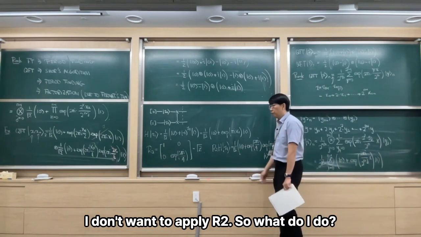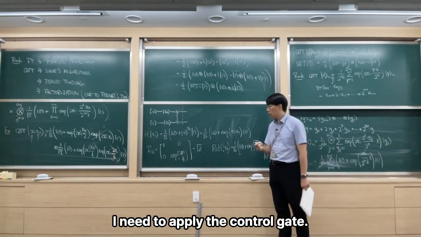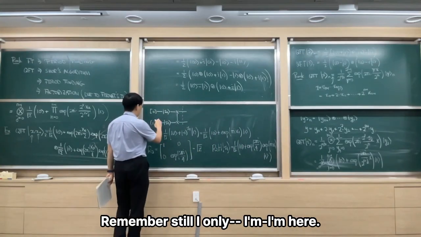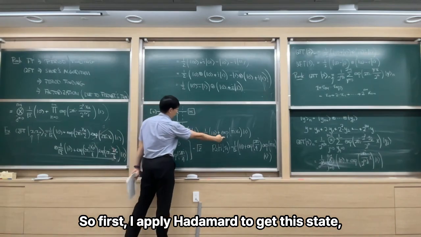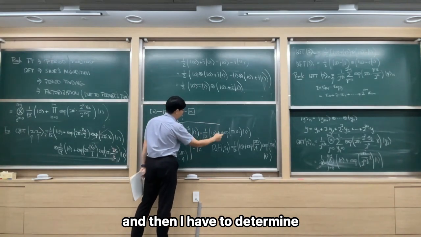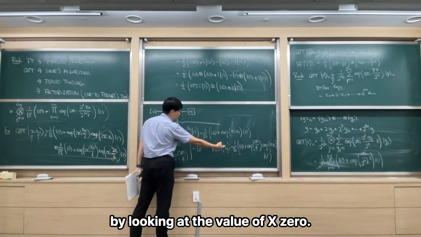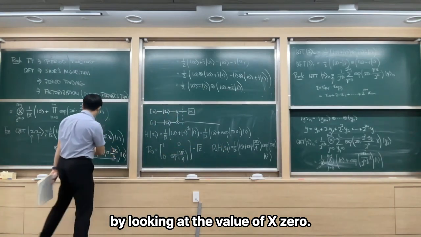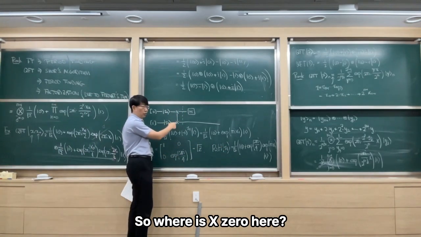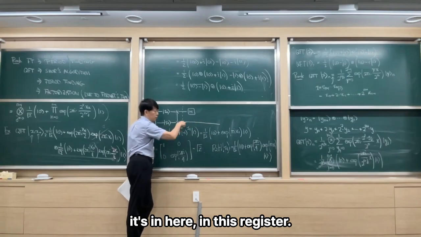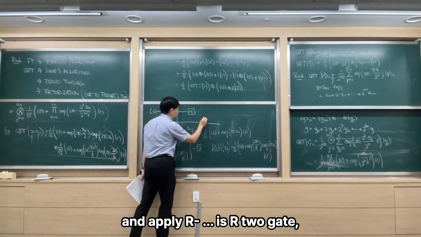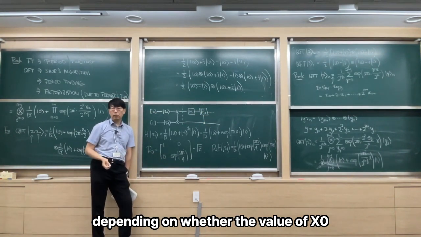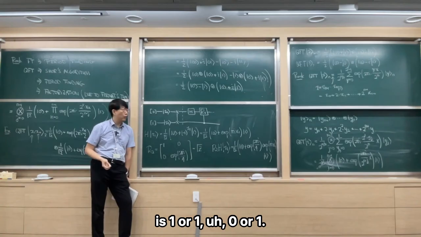So what do I do? I need to apply the controlled gate. So remember, I'm still here. First I apply Hadamard to get this state, and then I have to determine whether I apply R2 or not by looking at the value of x0. So where is x0 here? Since I swapped it, it's in this register. So looking at this quantum state, I apply this R2 gate depending on whether the value of x0 is 0 or 1. Okay?